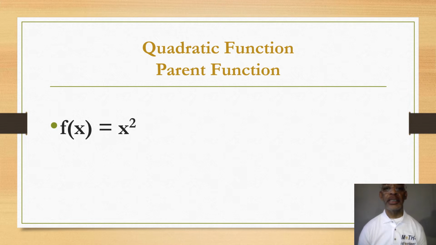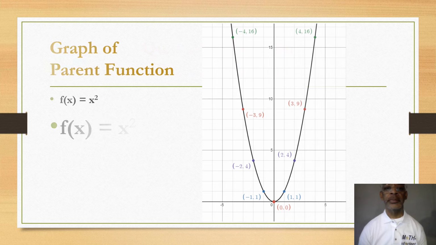The parent function or basic function for the quadratic function is f of x equals x squared. Here is the graph of the parent function for the quadratic function.